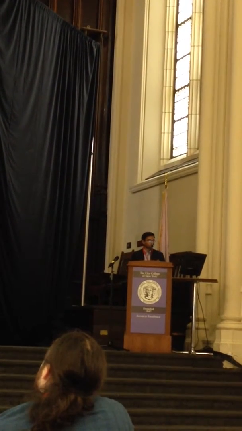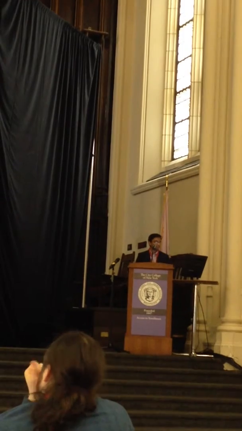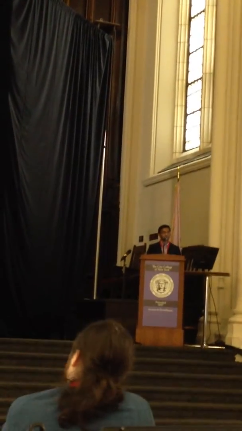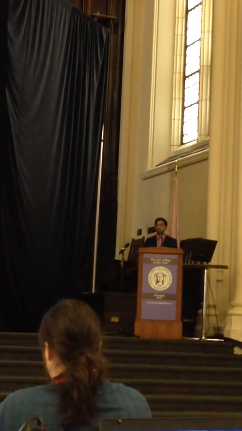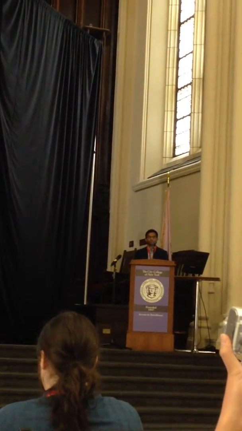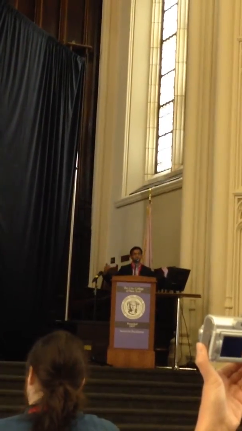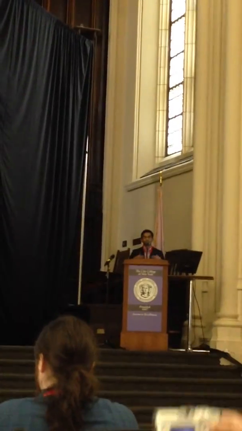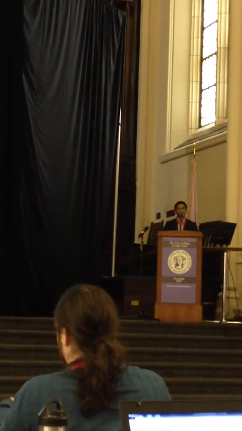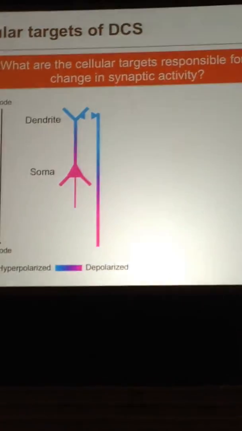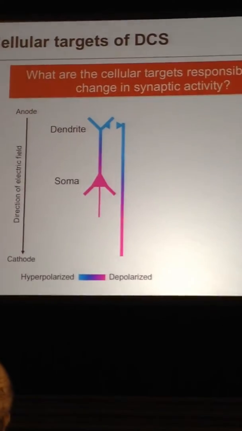So what I showed you, these effects are primarily dominated by somatic and dendritic polarization, right? Because somatic polarization changes the likelihood that the cells will fire an action potential. Dendritic depolarization is really critical because that's where the synaptic inputs come onto, right? So you can affect synaptic activity by polarizing dendrites in addition to polarizing the soma. But there are other structures in this brain region besides somas and dendrites.